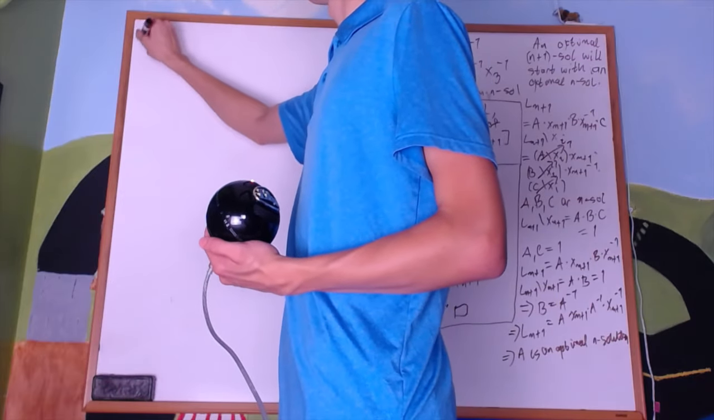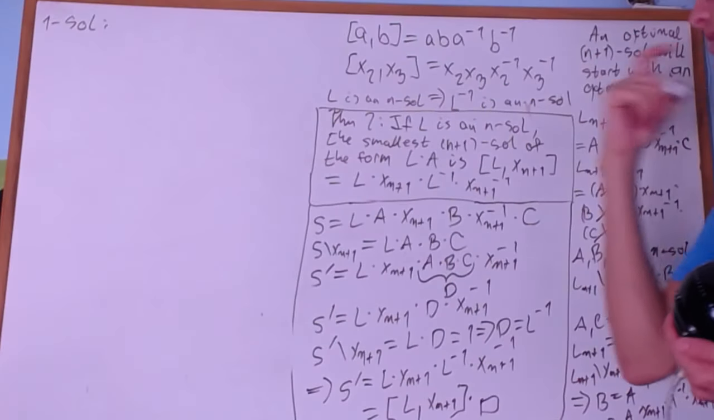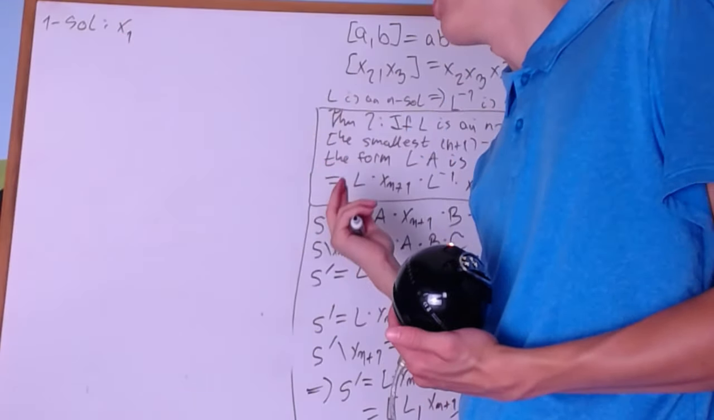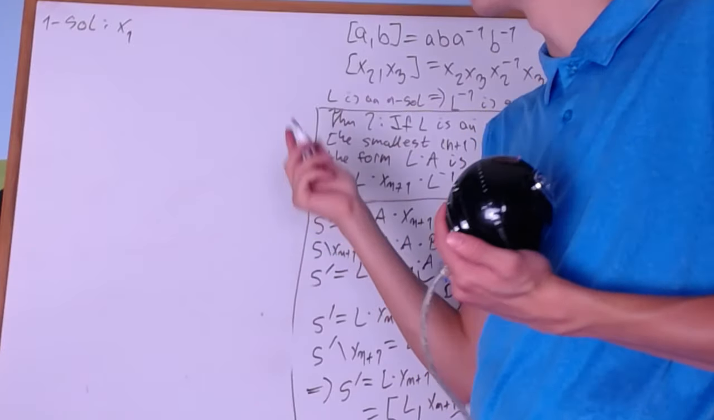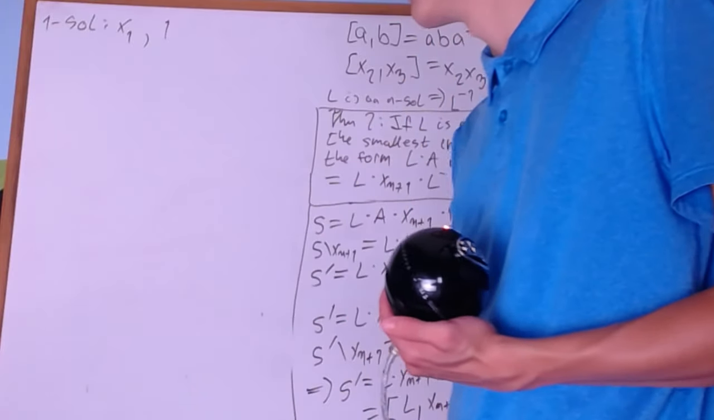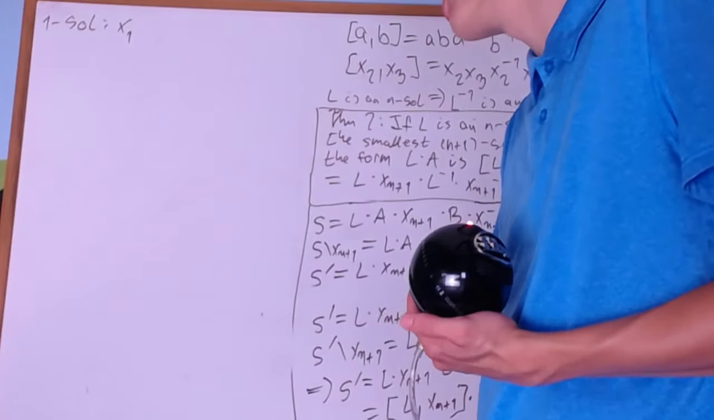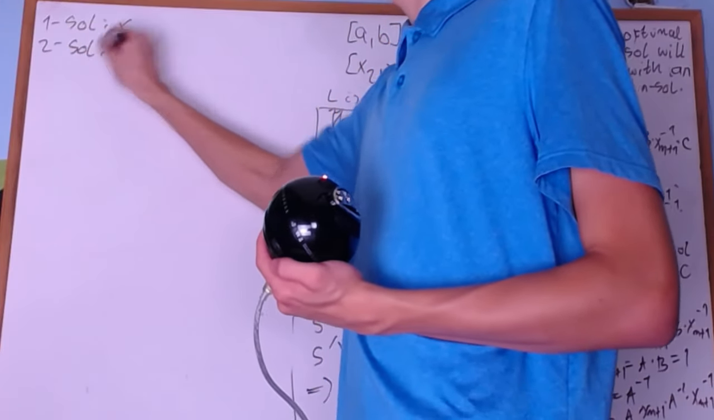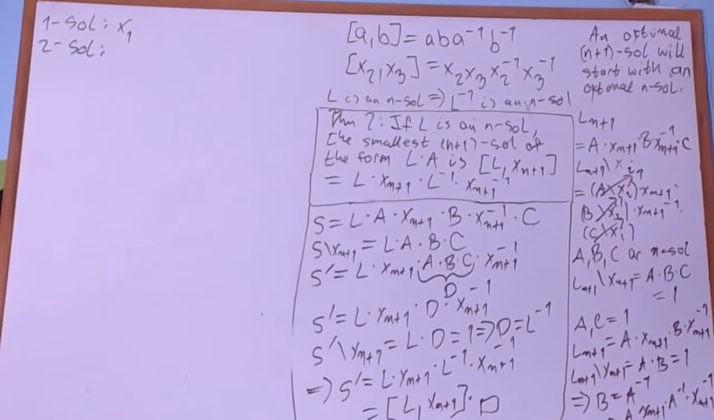Alright, what is the optimal 1 solution? The optimal 1 solution is just going to be x1. Because that is a length of 1, it's the only solution you can have that is of length 1, because there's only one symbol, and the only other solution would be 1. And so we ignore the trivial one, we get x1. Alright, what is the optimal 2 solution? Well, let's go ahead and look at this theorem, which says an optimal n plus 1 solution will start with an optimal n solution. So that means it will start with x1.